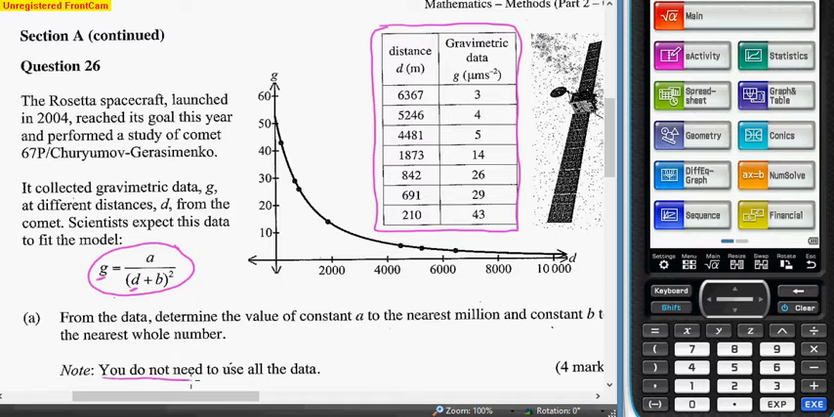The note says you do not need to use all the data. So we only have to choose 2 points, get the D and the G from those 2 points, put them into this equation, and then using simultaneous equations find what the missing 2 variables are. If we get ourselves 2 equations and 2 unknowns, we'll just solve.